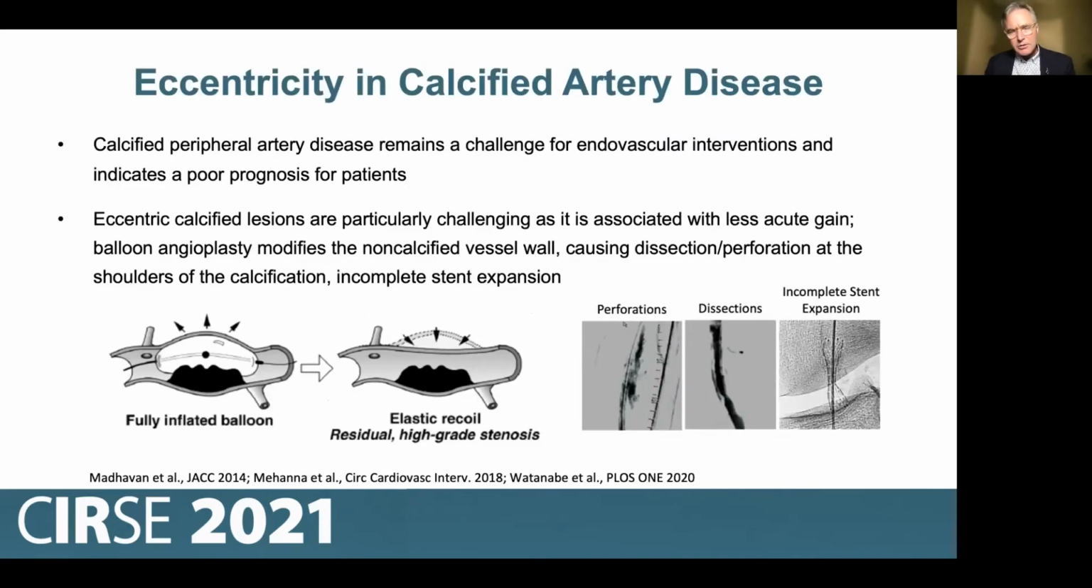We know calcification is a real challenge for peripheral arterial intervention, and that our standard endovascular techniques do poorly in the presence of calcium. Eccentric calcified lesions are particularly challenging because they're associated with less acute gain, but also with poorer outcomes. Often an angioplasty balloon will overdilate the normal side of the vessel wall, as well as the ends of the balloon at normal vessel ends, resulting in dissection, perforation, and incomplete stent expansion.